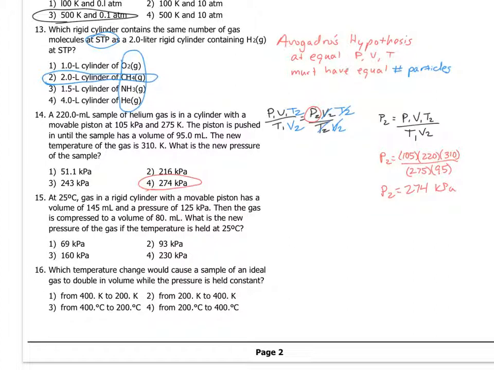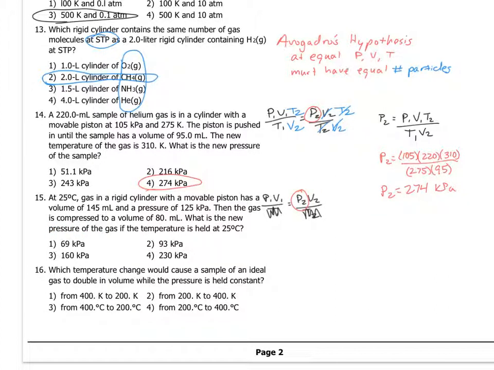Number 15 is also a combined gas law question, but we'll be able to remove temperature, and here's why. We have a 25 degrees Celsius sample of gas, which we would convert to Kelvin, but it does say that the temperature is held constant. And since temperature is held constant, I'm going to omit that from the equation. So I'll write the equation now. It was the standard gas law equation, but I crossed out my temperatures, and I'm left with P1V1 is P2V2. I can see from the question that they're asking me for the new pressure, or P2.